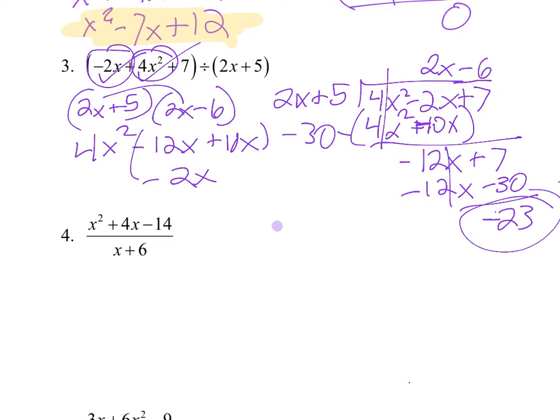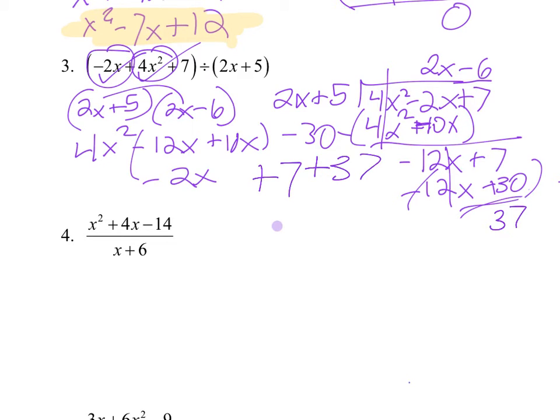Hang on. Okay, let's double check this remainder. We didn't do that correctly. I subtract this, which means I end up with 7 plus 30. Right? 7 minus a negative 30. And so that's 37. My remainder is 37. So this minus 30, I have to add 37, so that's going to give me the plus 7. So I've got 4x squared minus 2x plus 7, which is indeed what I started with.